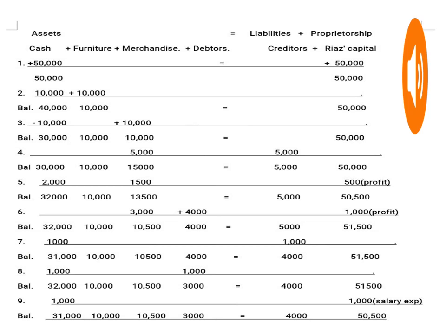One point I will remind you: the normal balances of assets and expenses are that when they are increased they are recorded on the debit side, and when they are decreased they are recorded on the credit side.